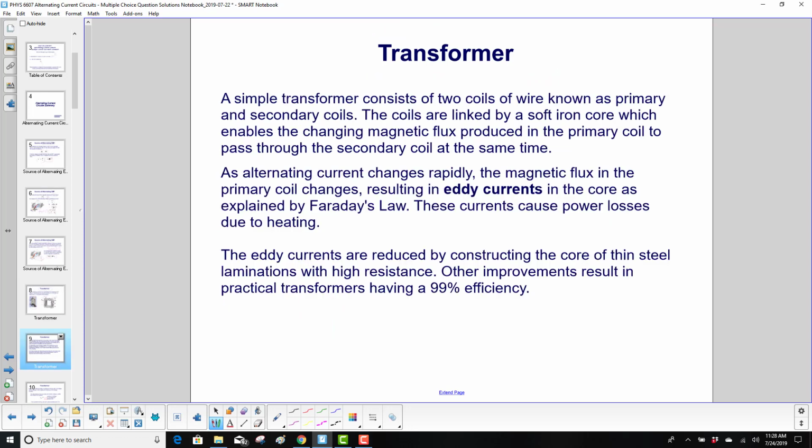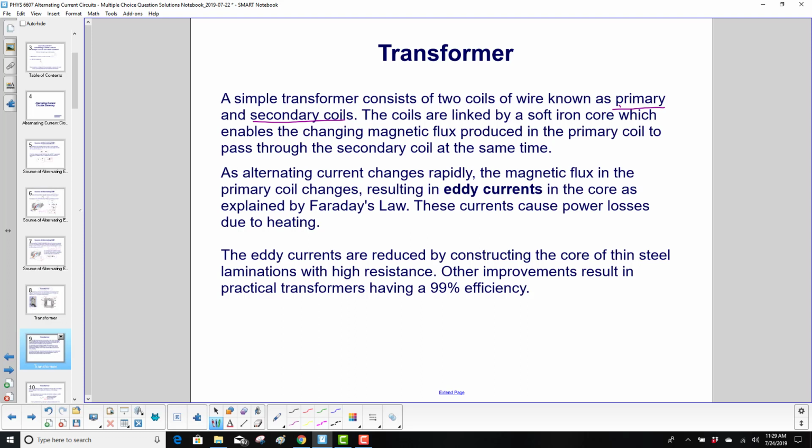As shown on the previous slide, a simple transformer consists of two coils of wire. One is your primary, one is your secondary coil. The coils are linked by a soft iron core, which enables a changing magnetic flux, because you have a changing current going through it, produced in the primary coil to pass through the secondary coil all at the same time.